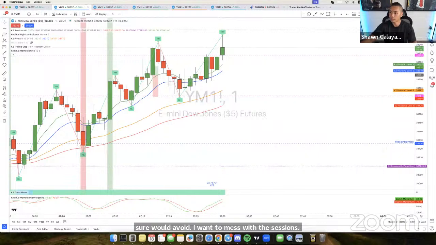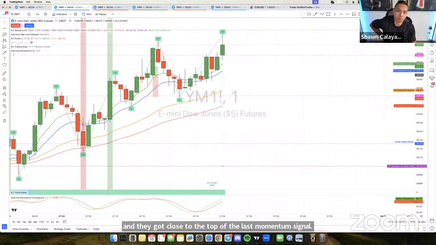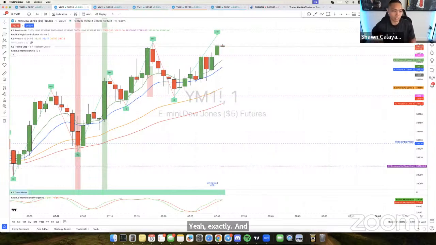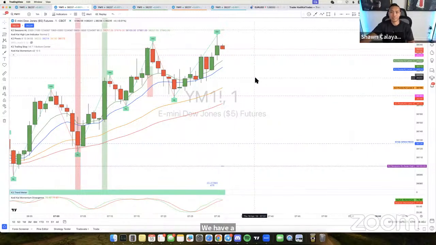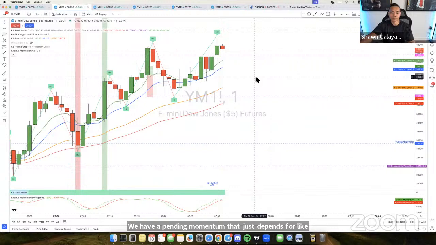Yeah, Drew said it's crazy we haven't gotten the momentum signal. It got close to the top of the last momentum signal. Yeah, exactly. It's just one of those days. You guys have seen this before where we have a pending momentum that just pends for like the entire day and just never closes. Pretty much what we expected.